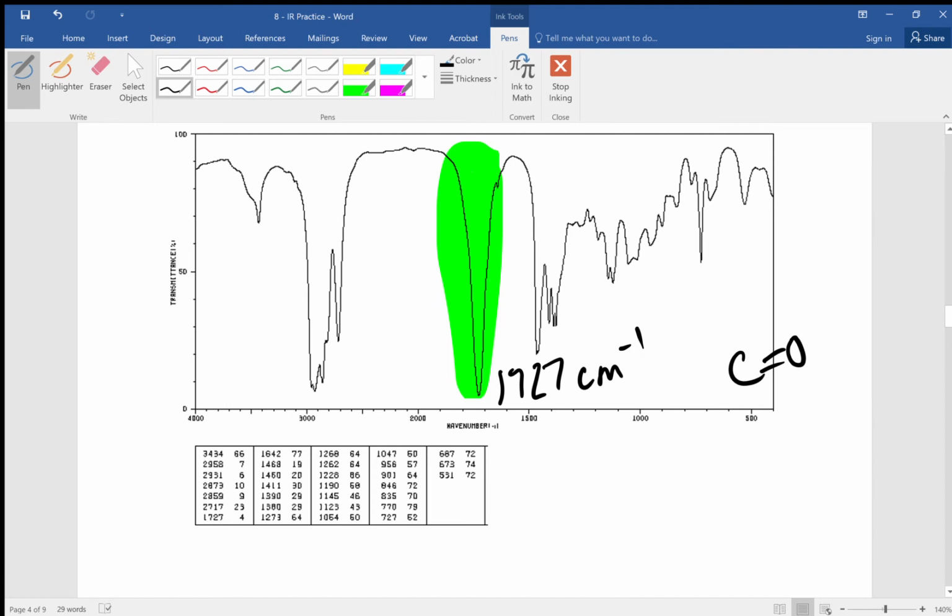The remaining question is, because that's in the range of an aldehyde, a ketone, and an ester. So which one is it? Well, the ketone and ester are actually fairly difficult to distinguish between in an IR spectrum.